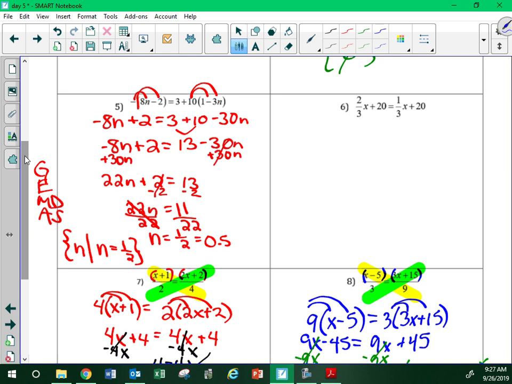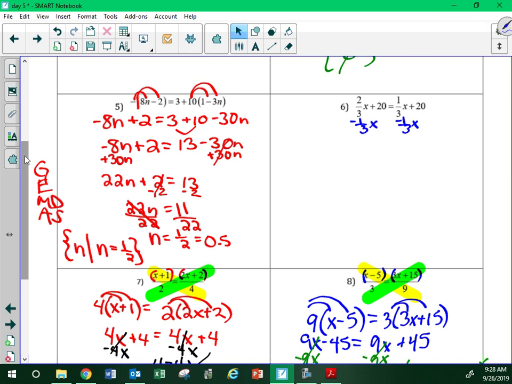Oh man, they gave some fractions. Well, let's go ahead and get our, there's no distributing to do. Let's go ahead and get our x's on the same side. So by the positive 2/3 x, positive 1/3 x, I'm going to have to subtract to get rid of it. Which one do you guys want to subtract? 1/3? Alright, so subtract 1/3 x.